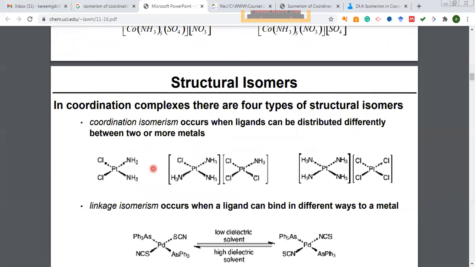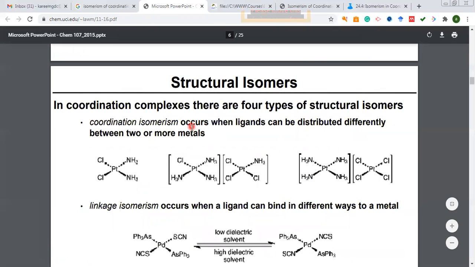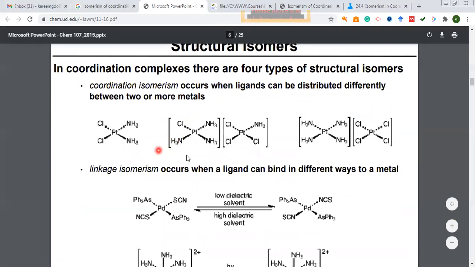And next, the third one is coordination isomers. In coordination isomers, we have two parts, two complex pairs. This one complex acts as a cation, and this complex acts as an anion.